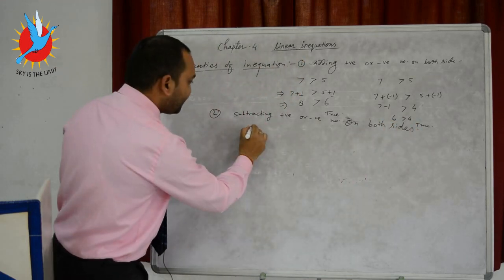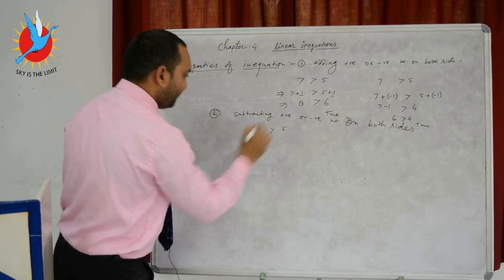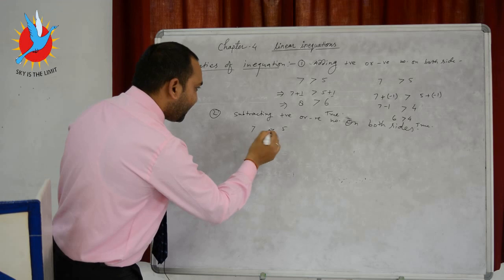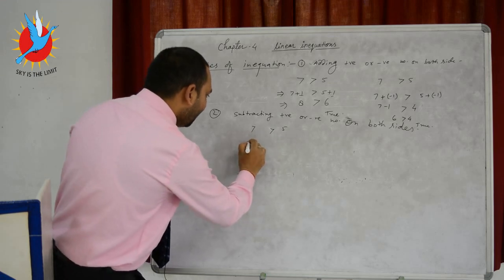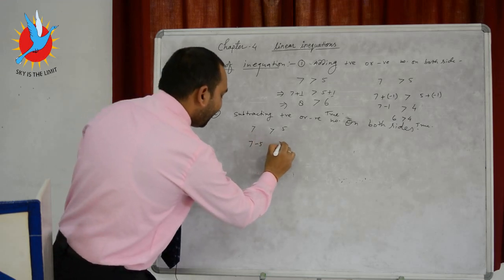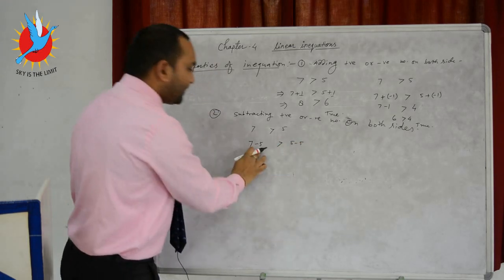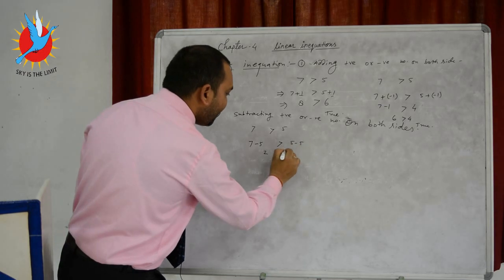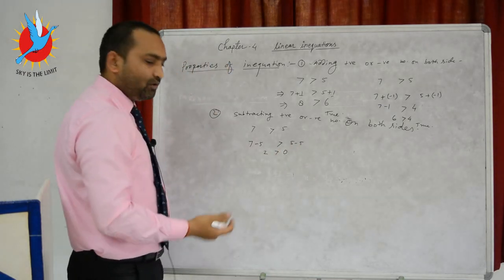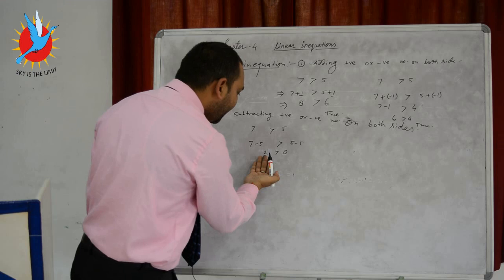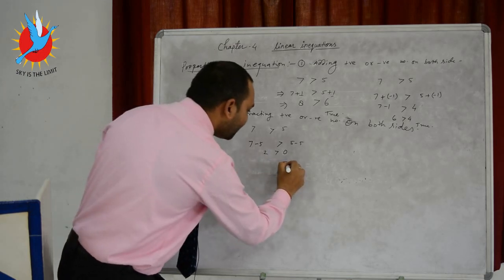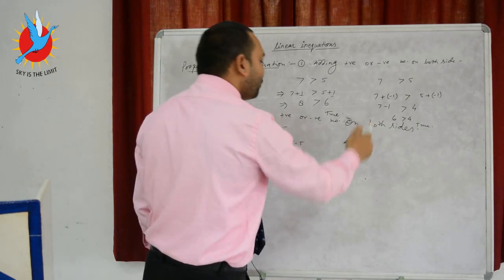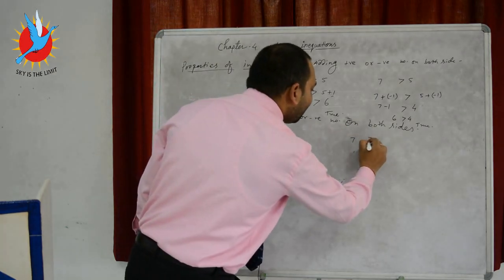So 7 is greater than 5. Consider we subtract 5 on both sides: 7 minus 5 is greater than 5 minus 5. That is 2 is greater than 5 minus 5, which is 0. So 2 is greater than 0. This is obvious, so this is true when we subtract a number on both sides.